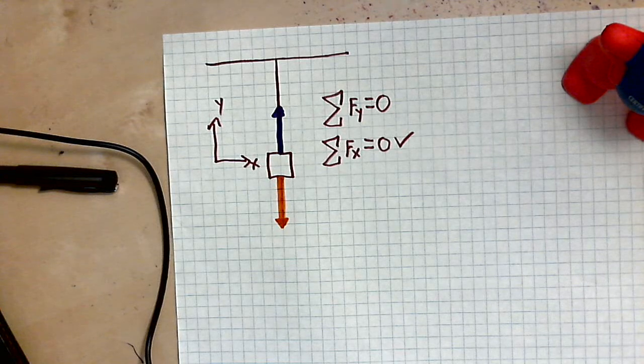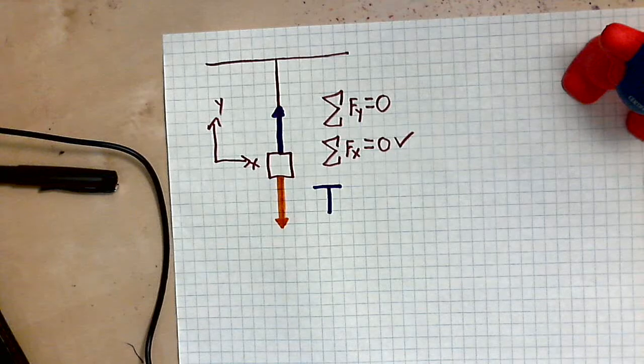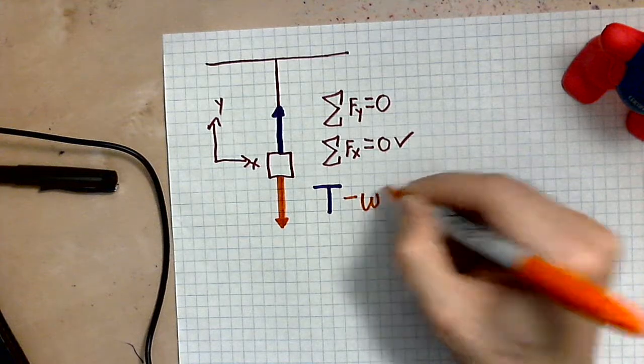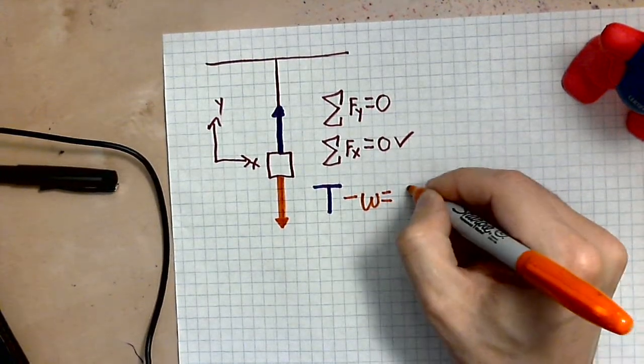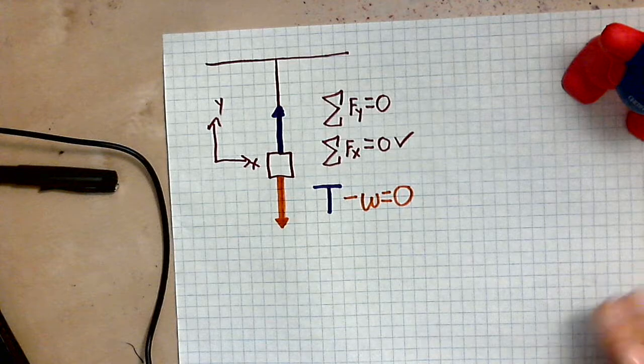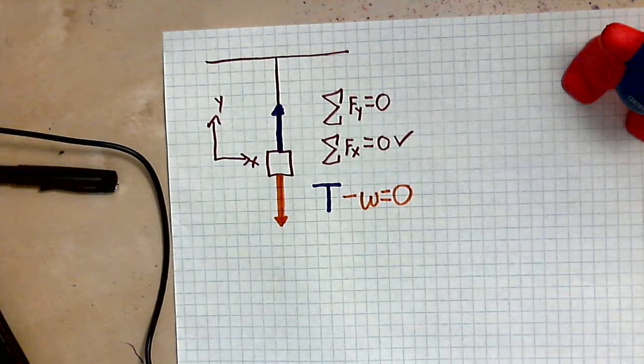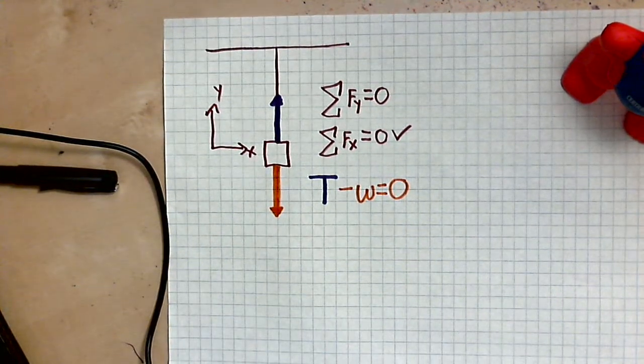And now mathematically what we will do is this. We will take the tension, which we conveniently enough represent using the letter T, and to it we will add the weight, or subtract the weight. And this whole equation has to be equal to 0. So the sum of the forces in the y direction is 0. The object is not accelerating vertically. It's just hanging there from the ceiling as you see in the picture.